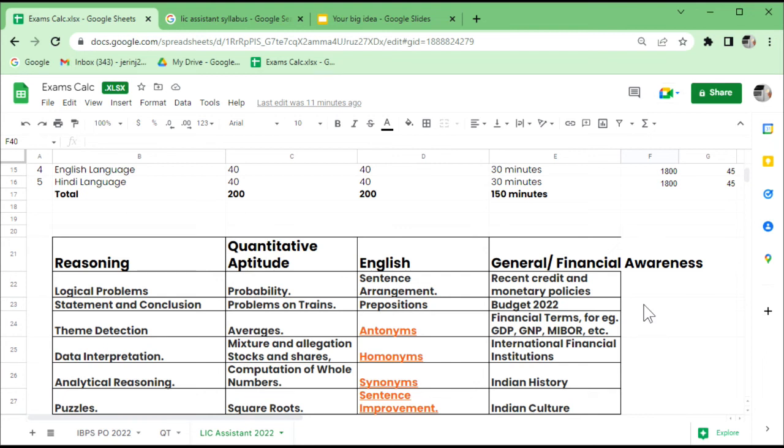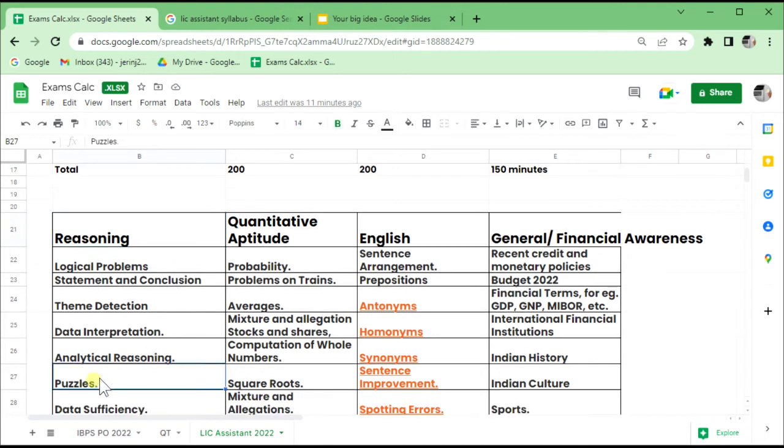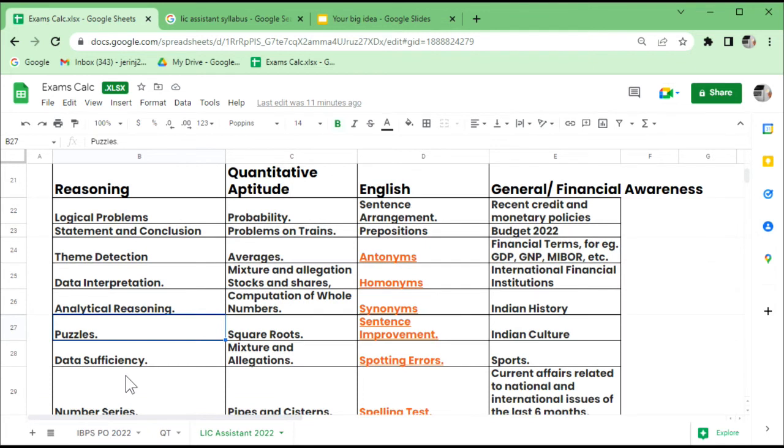A lot of topics are there. So you choose the best ones you can attend. Means you have to go for the simple ones, and the most questions are asked in those. Normally, I can give you a tip in reasoning. Normally, puzzles are asked a lot. In puzzles, a lot of questions are there.